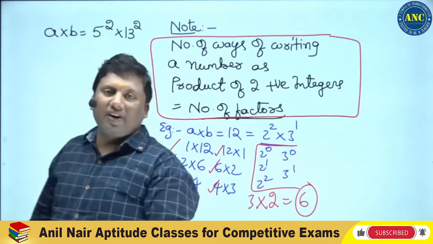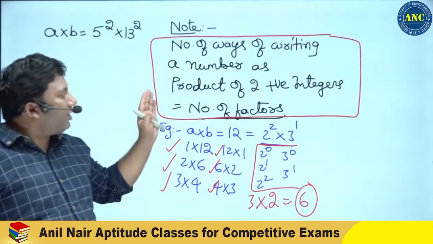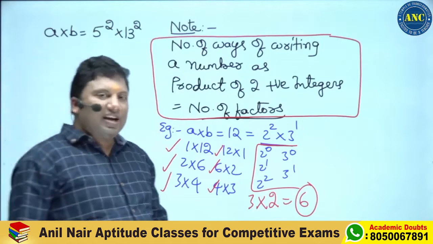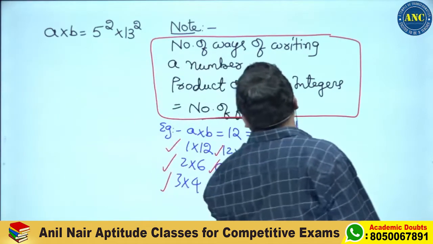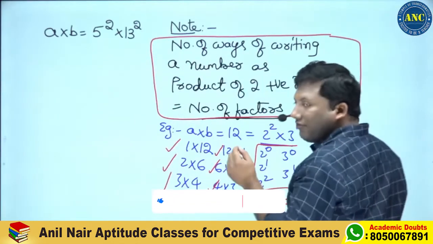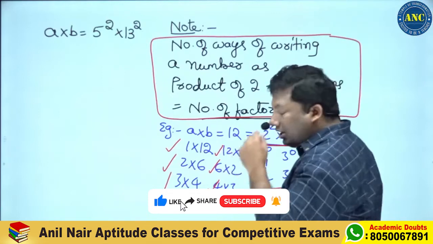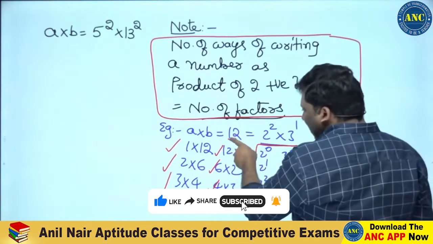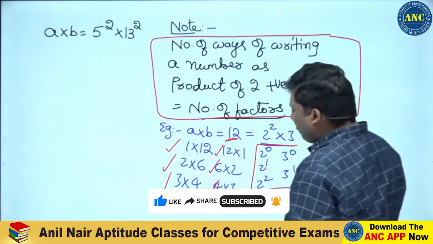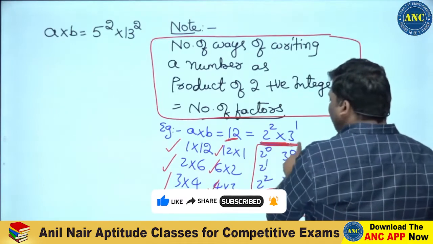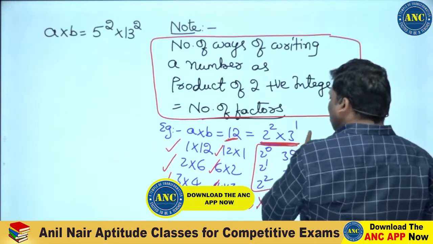The number of ways of writing a number as a product of two positive factors is given by the total number of factors. How do we deduce the number of factors? Students who are listening to me for the first time: first, if the number is a composite number, write the number as a power of prime bases. 12 is 2 squared into 3 power 1.